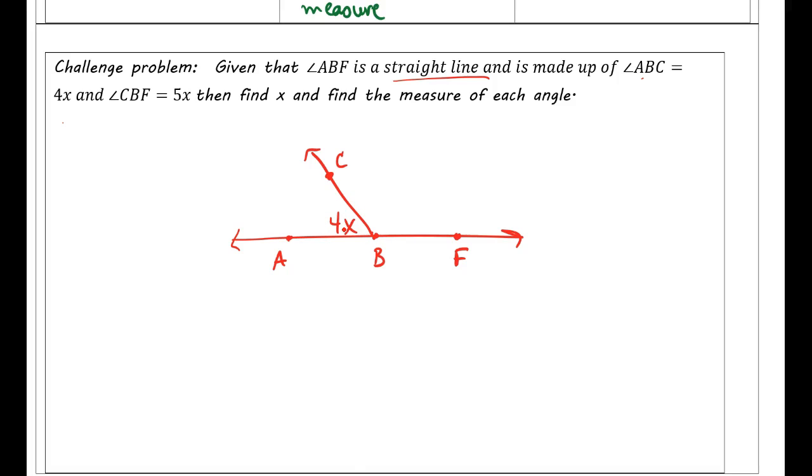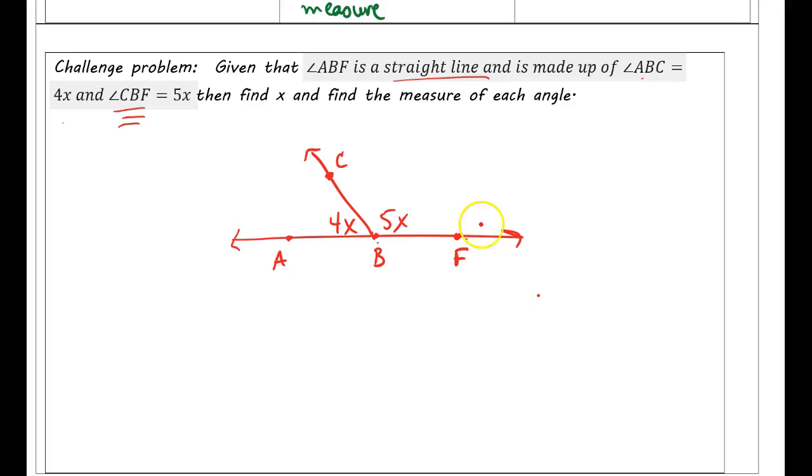And then it says CBF, so do I need to draw another one? See, I don't need to draw another little ray because it's already here. It's the same C with the B and an F. This one is 5x. Find x and find the measure of each angle.